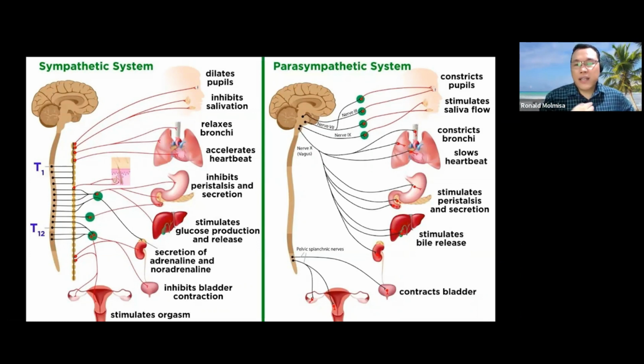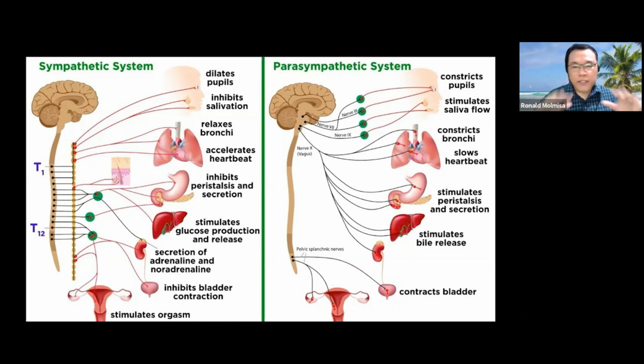Kapag tayo nasa emergency, ang nag-activate would be yung sympathetic system. Ito yung nagpapabilis ng ating sabi dito, no, heartbeat, stimulate glucose production. Bakit? It prepares for us to face emergencies. At kapag tapos ng emergency, ang nag-activate ngayon yung parasympathetic. Ito yung nagpaparelax. It contracts our bladder, it stimulates bile release, secretion, so baga, pang-relax. Kaya mapapansin nyo ito, pag meron kayong stressful period ng buhay ninyo, ang nag-activate doon yung sympathetic.